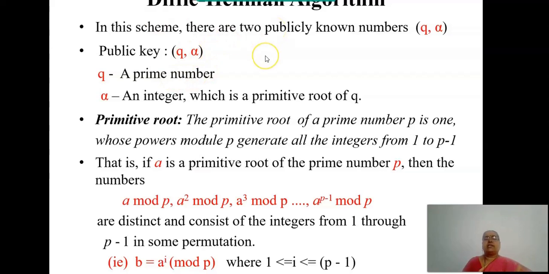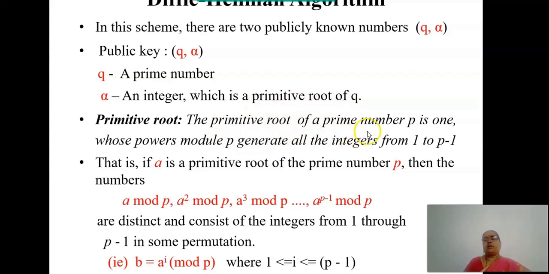Now we'll see mathematically how we are going to use this Diffie-Hellman algorithm. So this Diffie-Hellman algorithm uses two numbers as public numbers. They are Q and alpha, where Q is a prime number and alpha is a primitive root of Q. So what do we mean by primitive root?